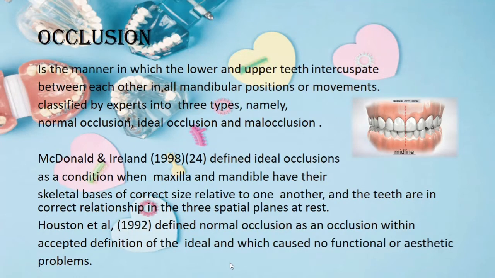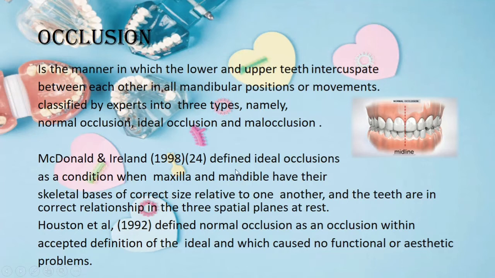Occlusion, its definition is the manner in which the lower and the upper teeth intercuspate between each other in all mandibular position or movement, classified by the experts into three types. The three types of occlusion we have are normal occlusion, ideal occlusion, and malocclusion.